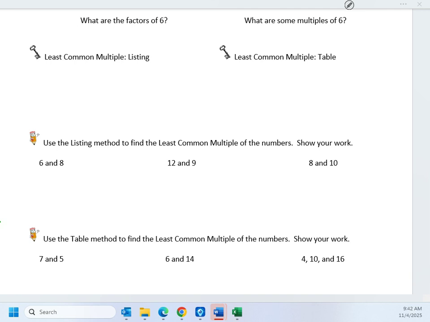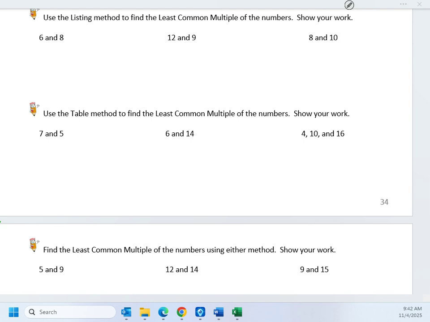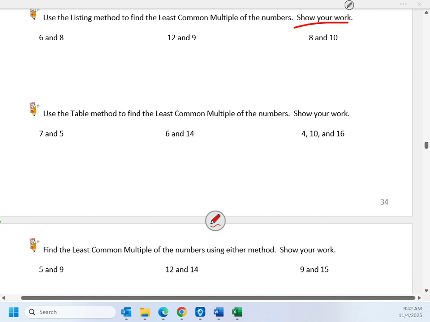So let's scroll up. Here it says, use the listing method to find the least common multiple of the numbers. Show your work. So some of us can look at 6 and 8, and we just know with our number sense what that least common multiple is. We need to remember that we have to show our work. Okay, so we're going to do just one of these together, just as a reminder of how to use the listing method. So we have 6 and 8.